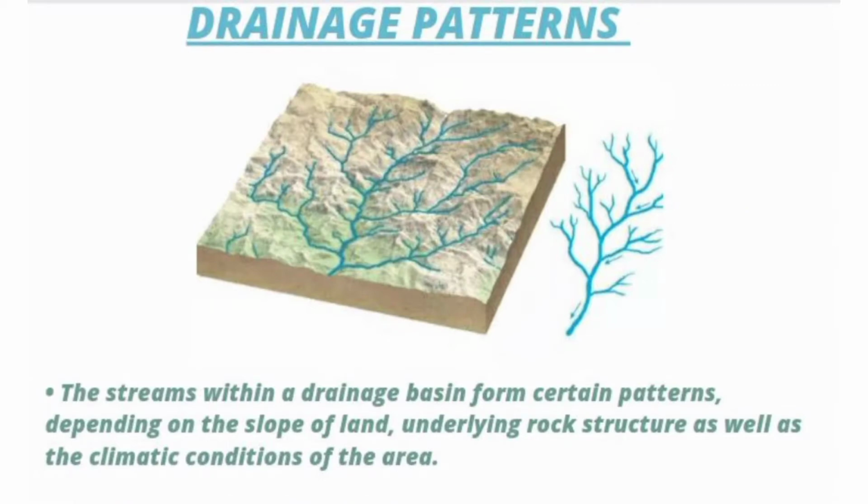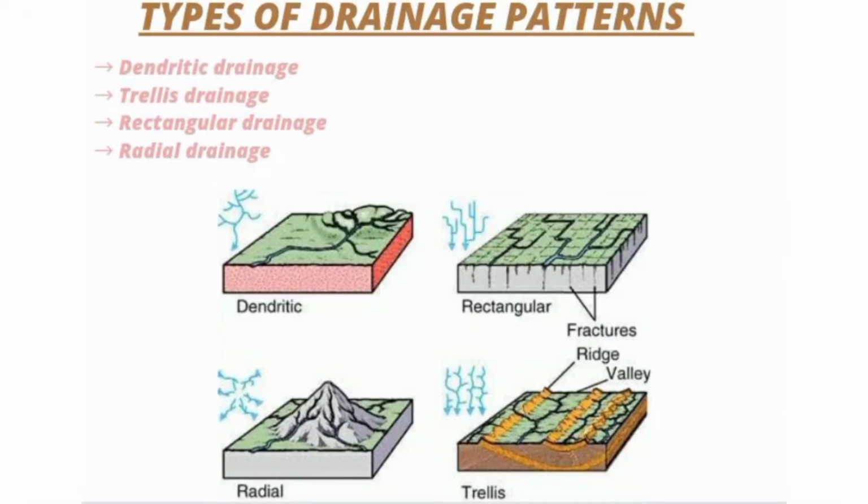Drainage pattern. The streams within a drainage basin form certain patterns depending on the slope of land, underlying rock structures, as well as the climatic condition of the area. So, types of drainage patterns, there are four types: dendritic drainage, trellis drainage, rectangular drainage, and radial drainage.